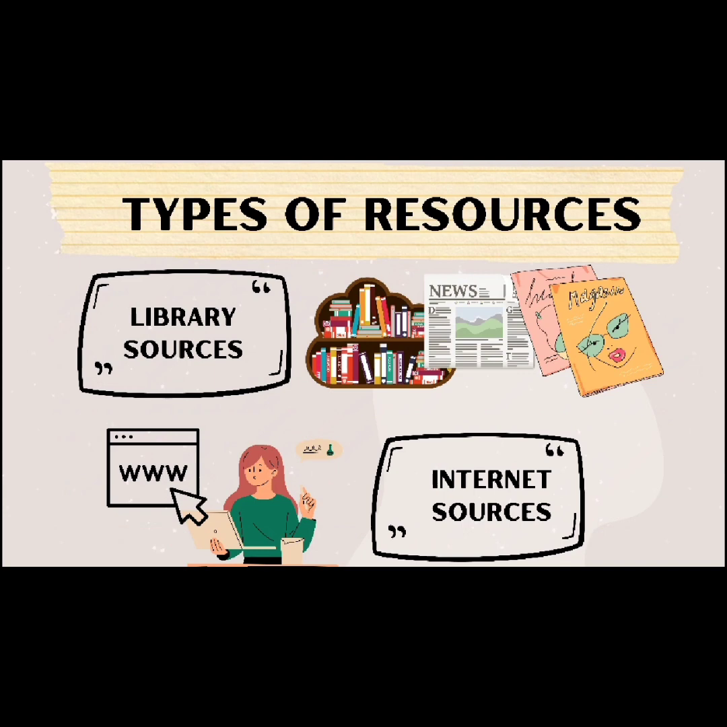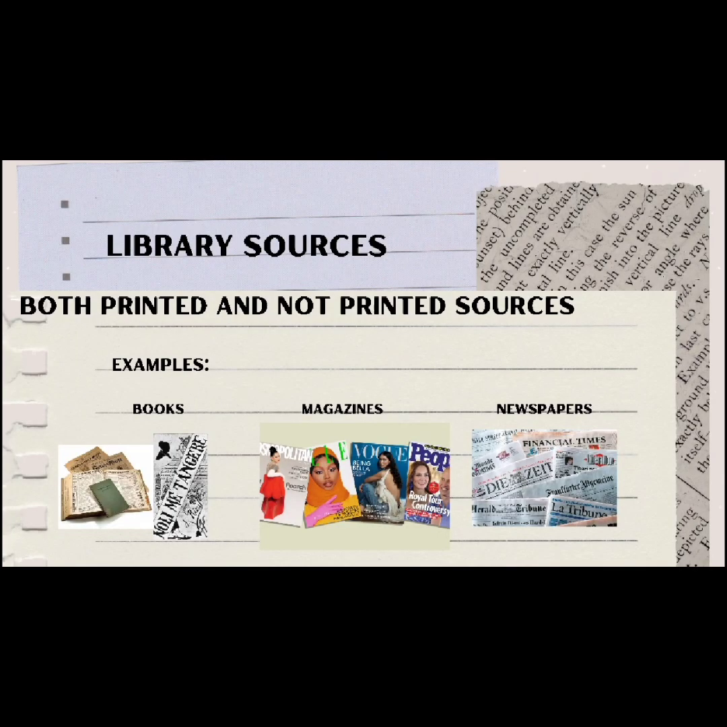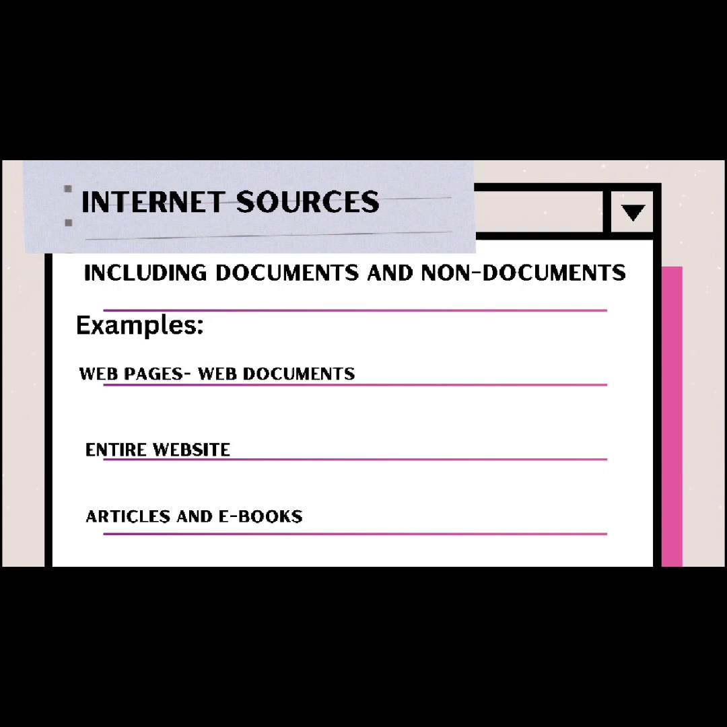There are two types of resources: the library sources and the internet sources. Library sources are those materials, both print and non-print, including books, magazines, newspapers, and others. Internet sources are those resources from online, including documents and non-documents, such as web pages, web documents, entire websites, articles and ebooks, and others.